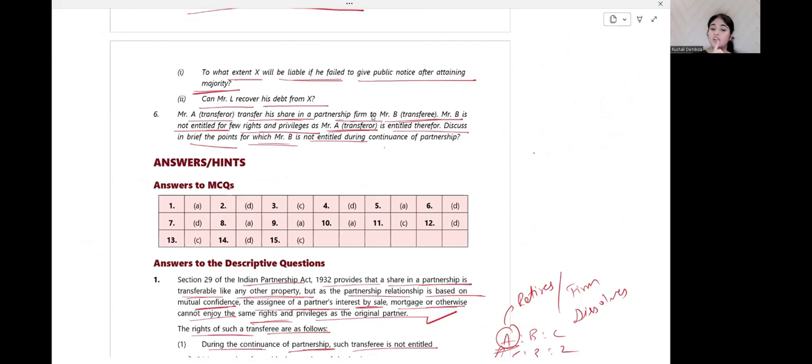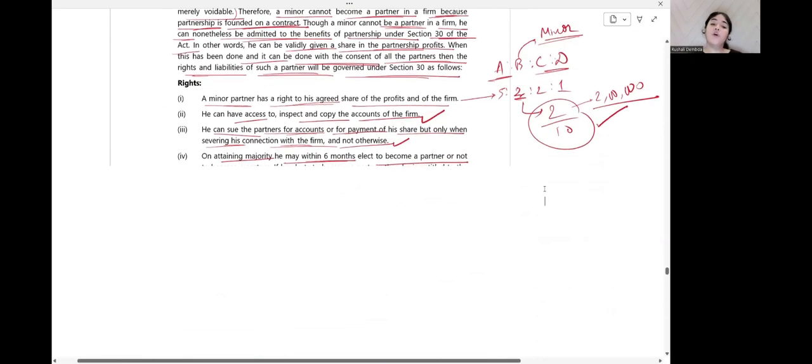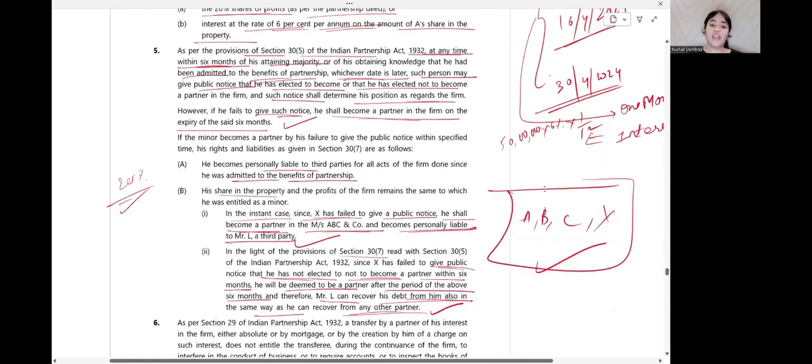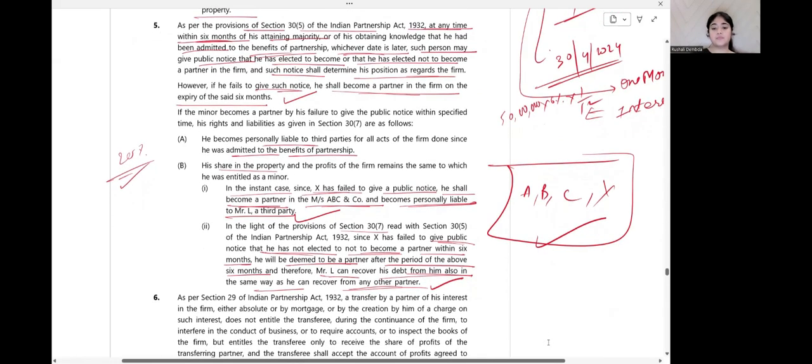We have already seen what rights are not allowed. Like you can't check the books of accounts, you can't ask them for the accounts, etc. So, what rights and privileges are available for the transferee? We have to check that question again. Let's see that again as per section 29.